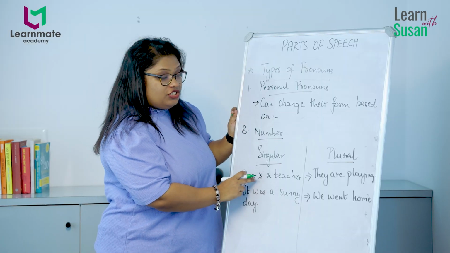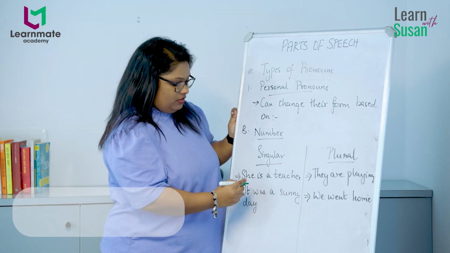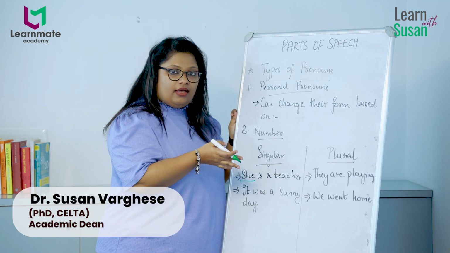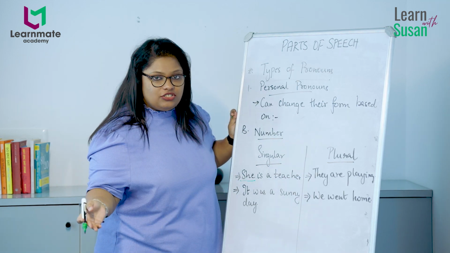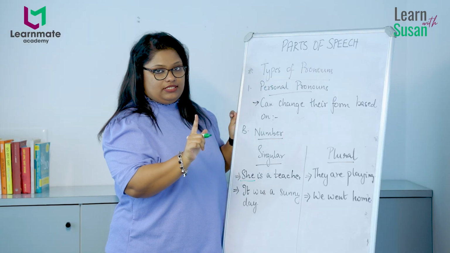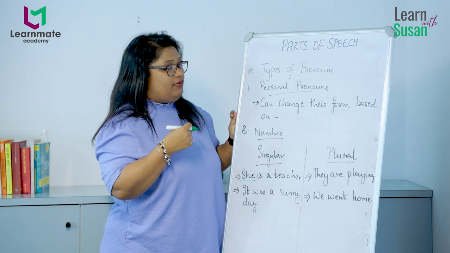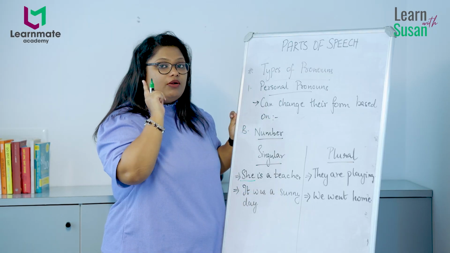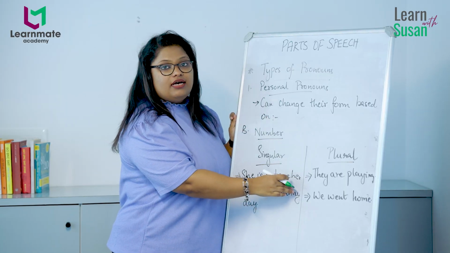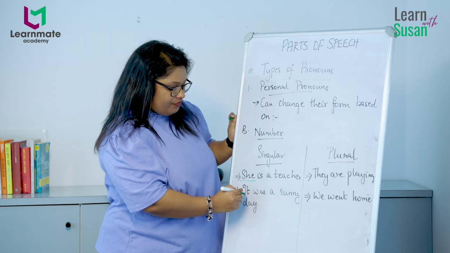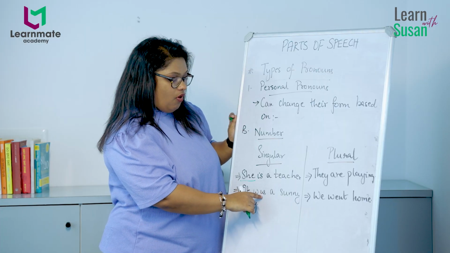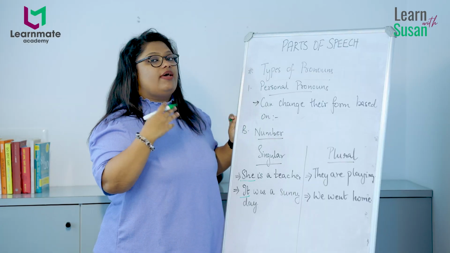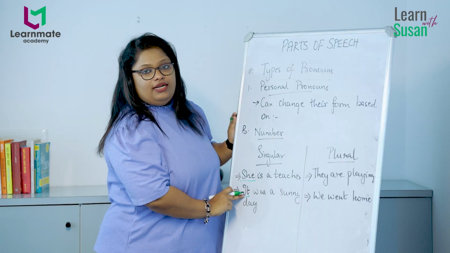So here, she is a teacher. So imagine we're talking about a person called Rita, and I say Rita is a teacher. So I'm talking about just one person, and for her, I would like to use the pronoun she, because we're talking about one person. She is a teacher. So similarly, I have the sentence, it was a sunny day. So I'm talking about one day that was very sunny. So I use the word it.